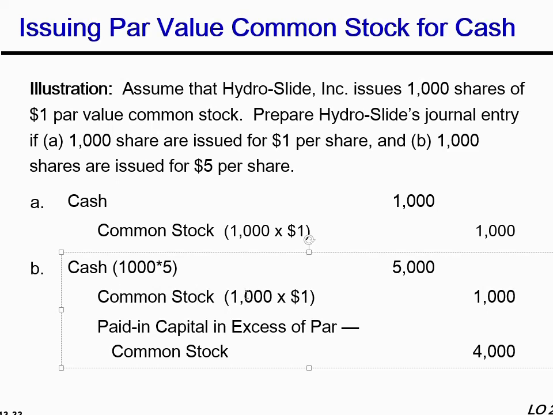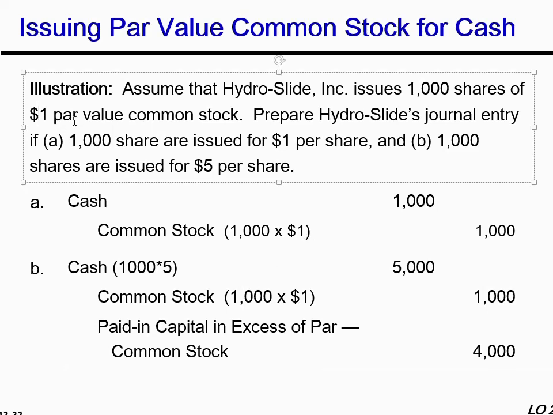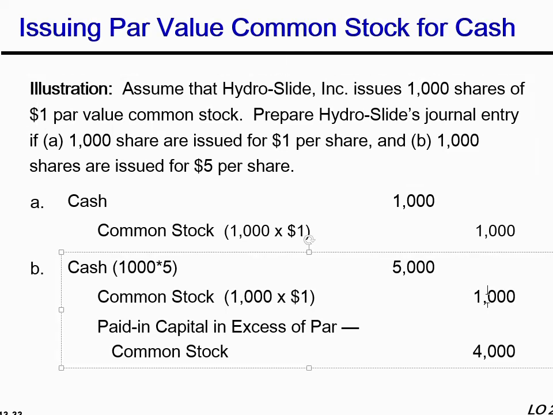1,000 shares are issued. I mentioned that common stock is always recorded with the par value. Par value is 1, so 1,000 multiplied by 1 is 1,000. And the remaining will go where? Remaining will go to paid in capital in excess of par common stock. Remaining is how much? Issue price is 5. Out of 5, 1 is mentioned over here. Remaining is 4. For how many shares? 1,000 shares. So paid in capital in excess of par common stock is $4,000. So now the journal entry is balanced.